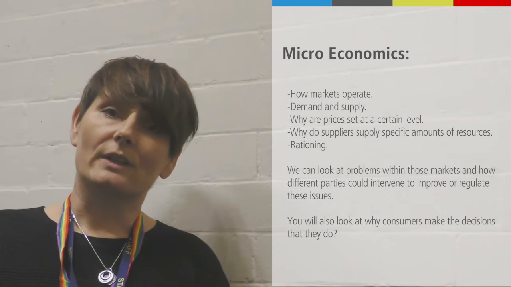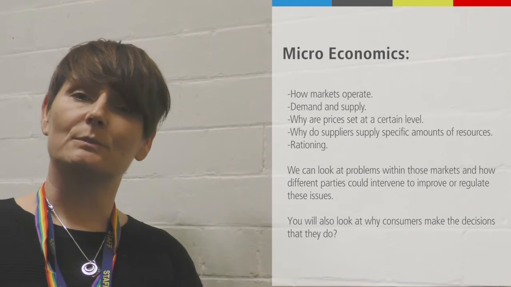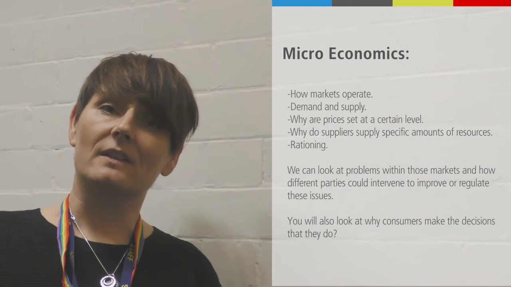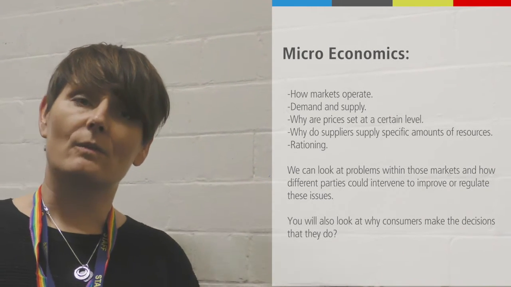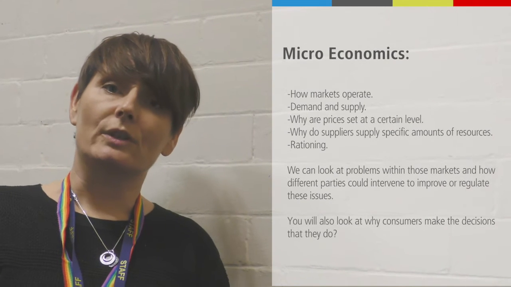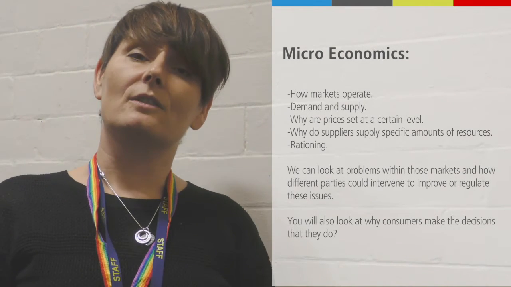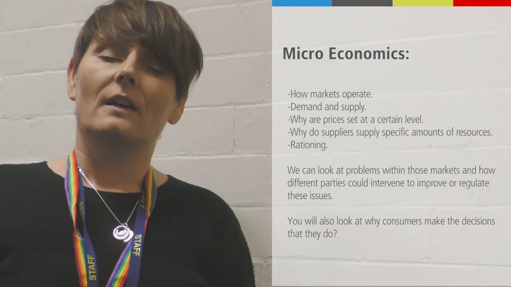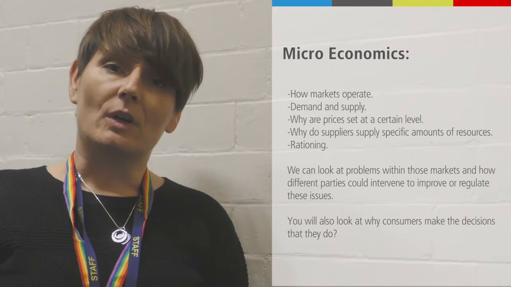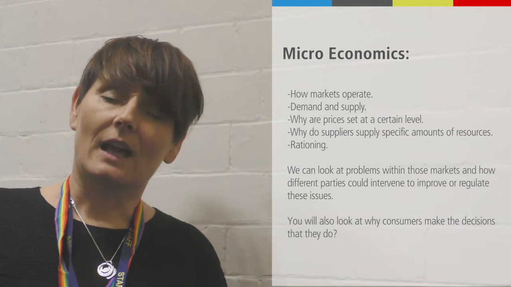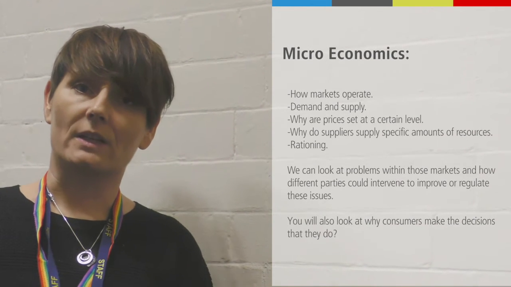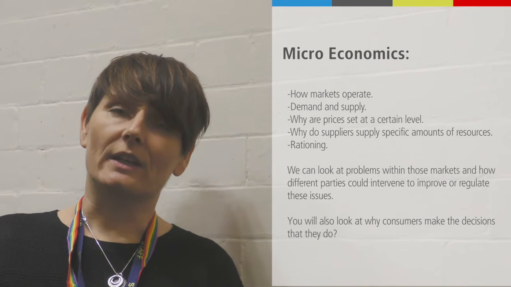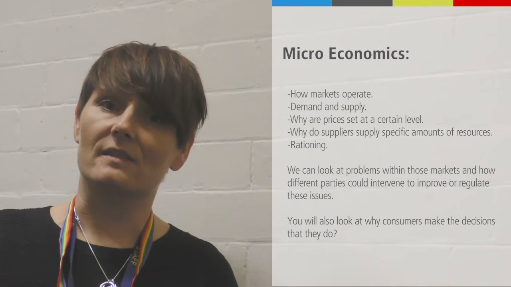So this helps us look at problems in those markets. So for example, in Manchester, we know rents are higher than the national average because there's a shortage of housing. So microeconomics helps us look at problems such as this and look at ways that government could intervene to regulate those markets. So things like in the healthcare market, we know there's a shortage of beds. How would we resolve that? What are the trade-offs? So that's microeconomics. And then again, we're also looking at why consumers make the decisions that they do.